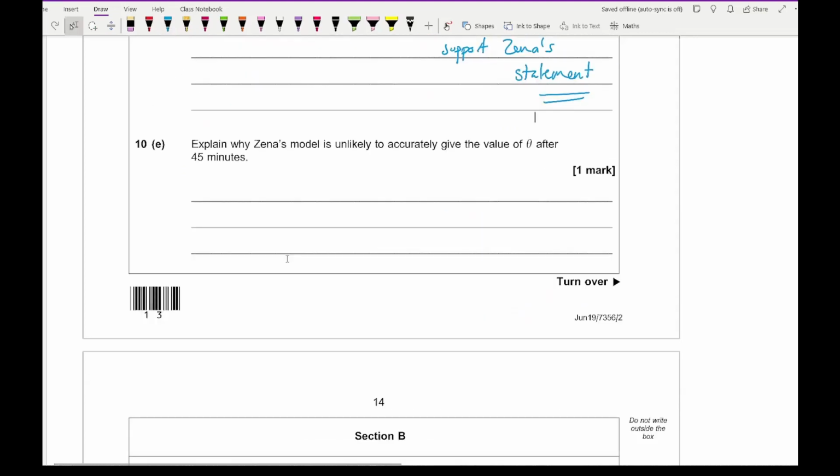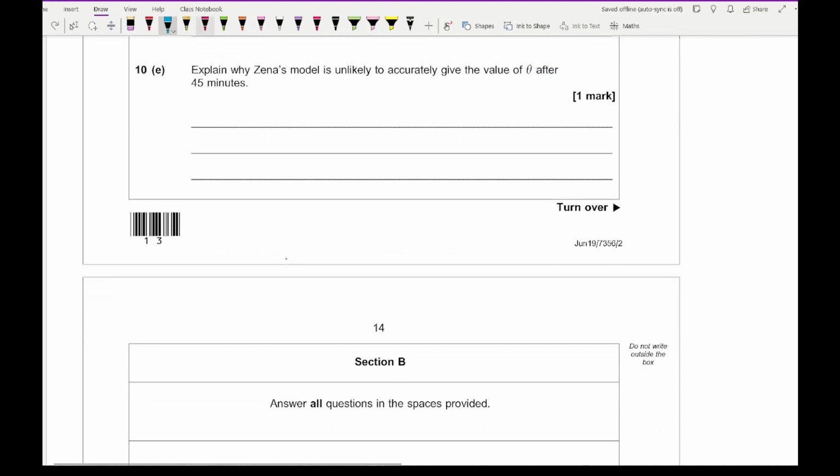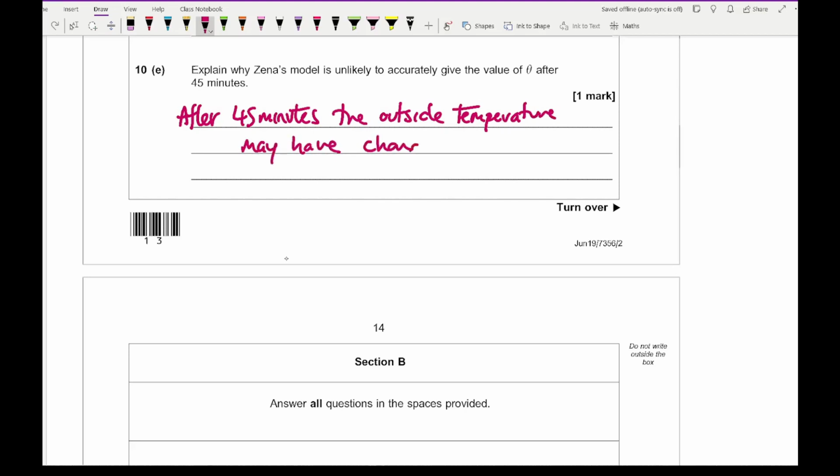Then moving on to the last part, it says explain why Zena's model is unlikely to accurately give the value of theta after 45 minutes. So you want to write something along the lines of that after 45 minutes the outside temperature may have changed. So something along those lines would be absolutely fine. And that concludes the end of section A.